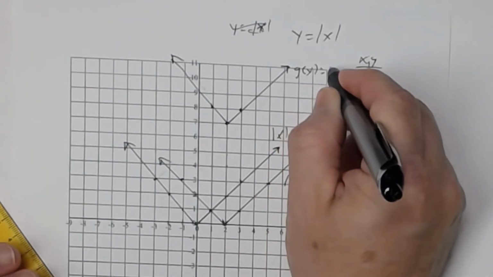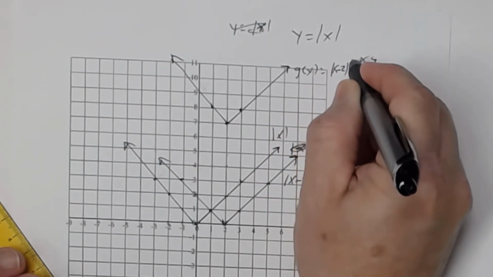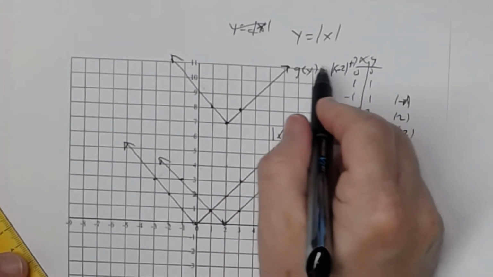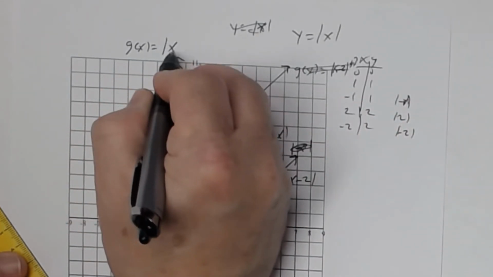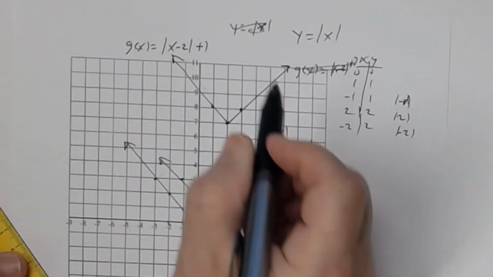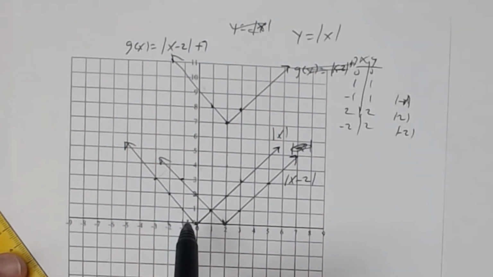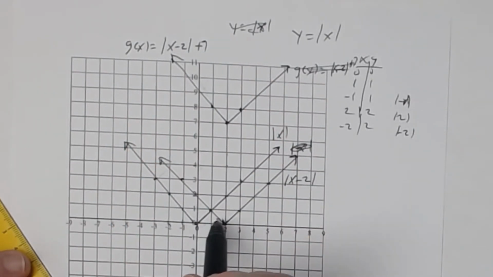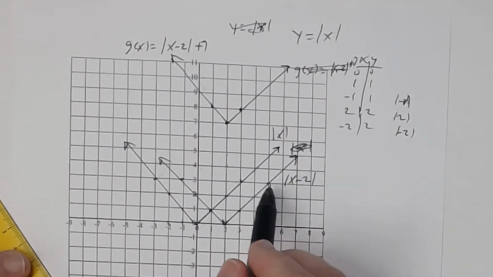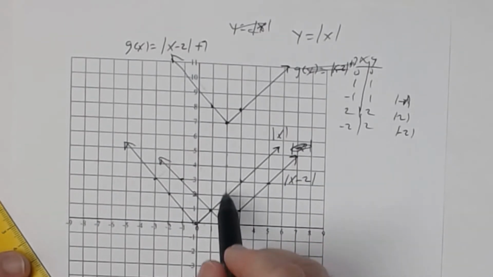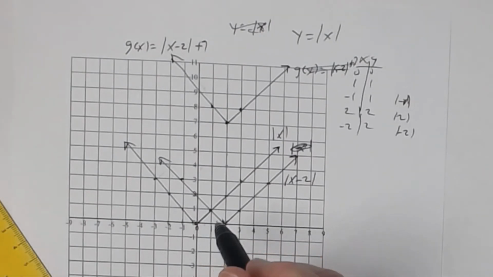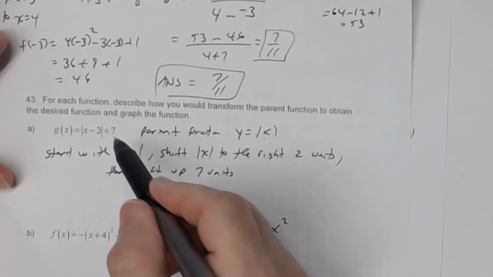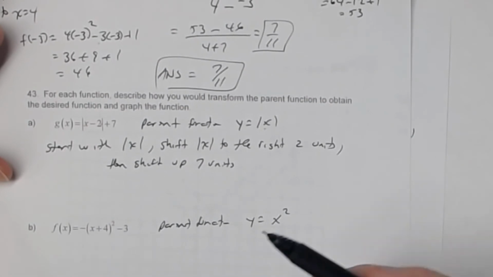So g of x is the absolute value of x minus 2 plus 7. Let me go ahead and write it out a bit better. So g of x is equal to the absolute value of x minus 2 plus 7. So notice I did this in transformation. I graphed the parent function first, then I did the first transformation, which is a horizontal one, and then always do the vertical translation last. Always, always do the vertical translation last.